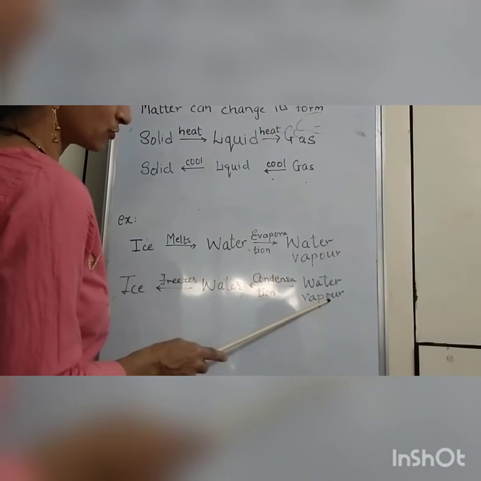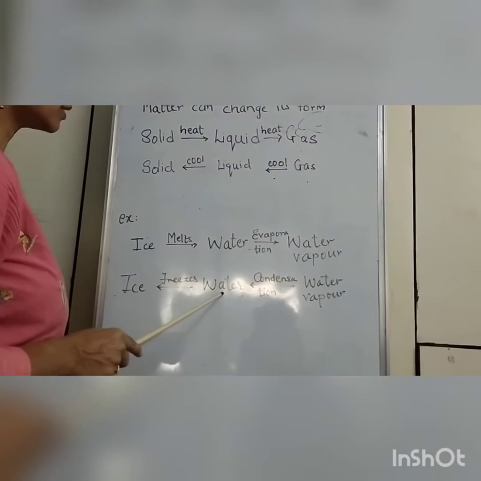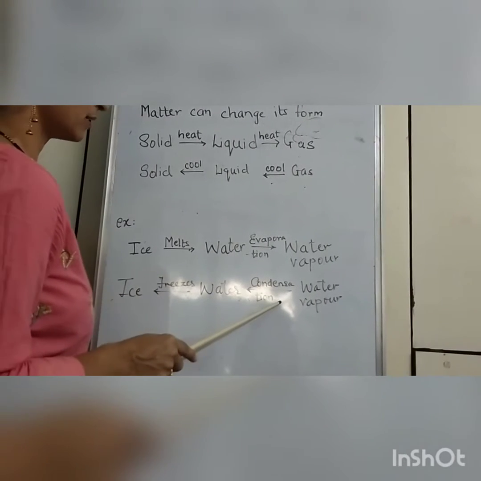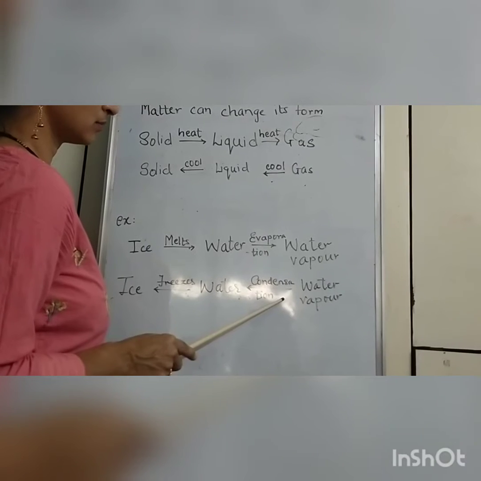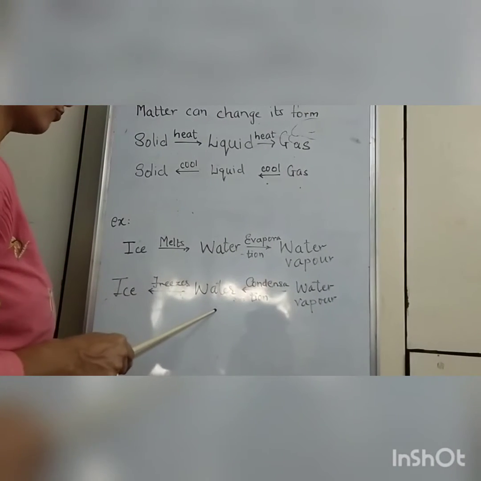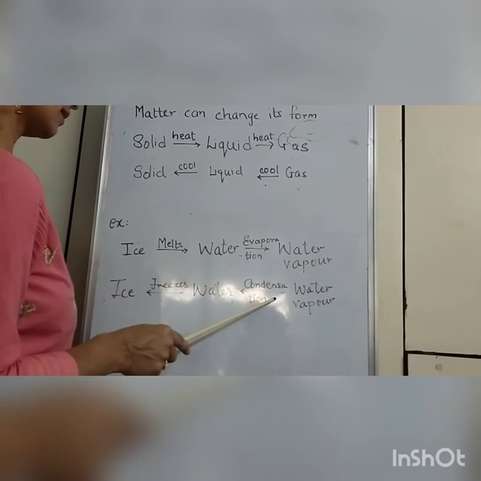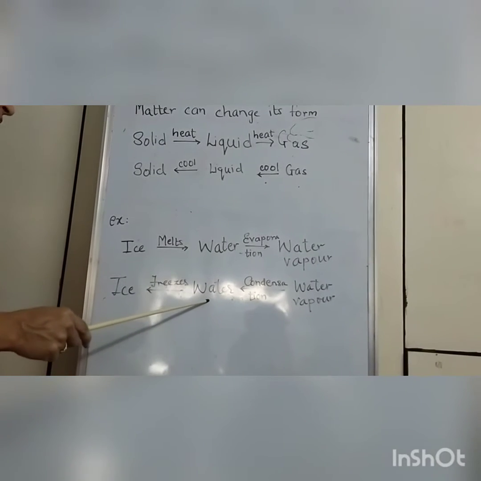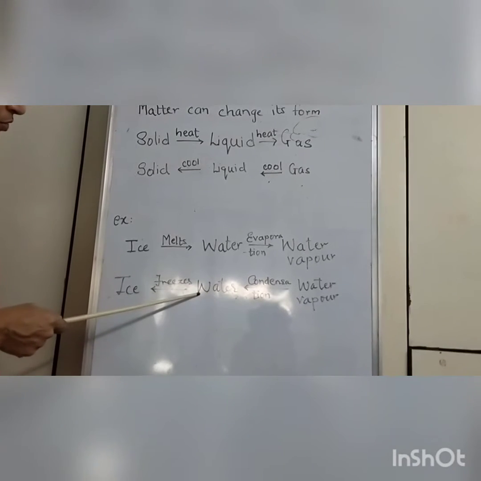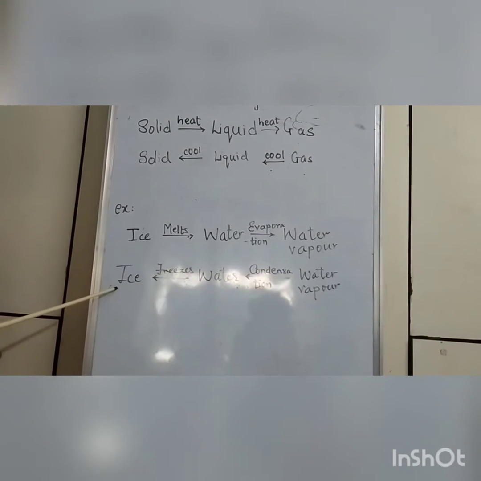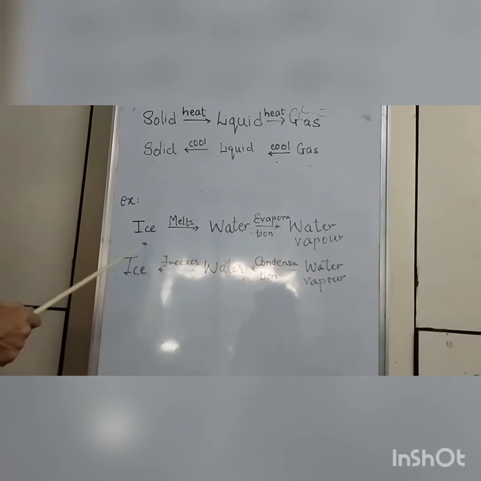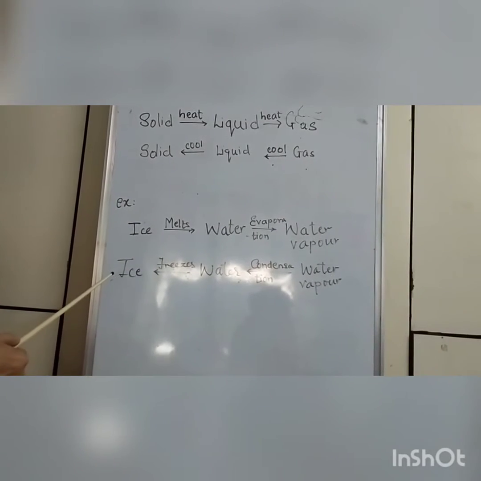Now, if I cool water vapor, which is in the gaseous form, it will get converted into liquid form, that is water. This process is called condensation. The process of converting gaseous form into liquid form by cooling is called condensation. Now, if again I freeze water, meaning if I cool water to a lower temperature, it will get converted into ice by the process of freezing. So this is how matter will change its state.